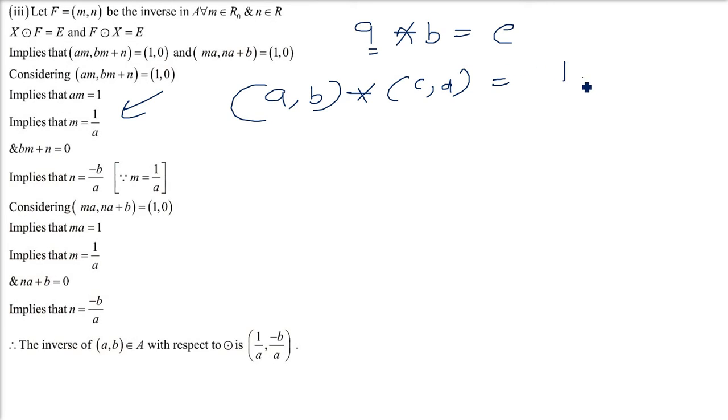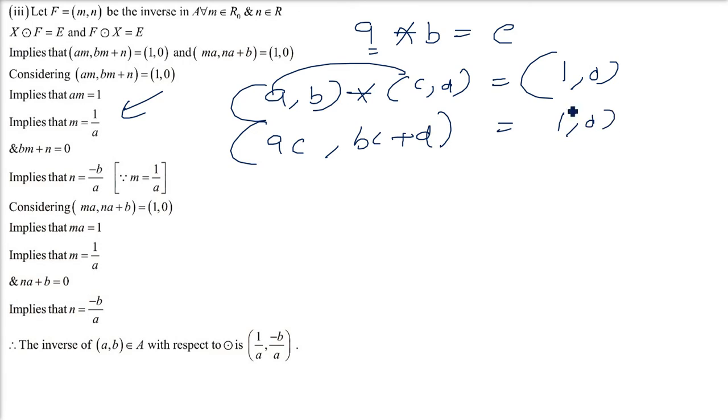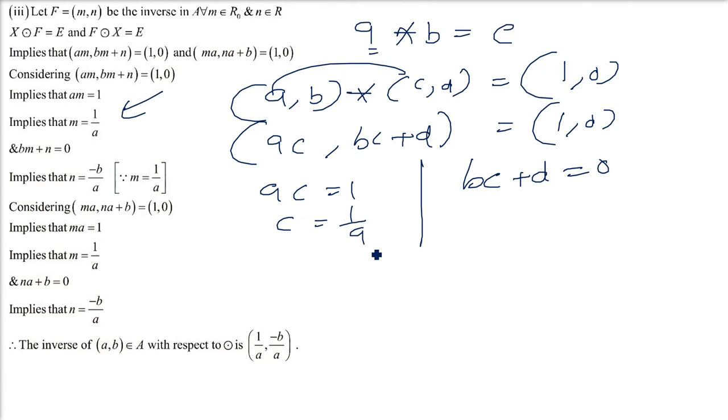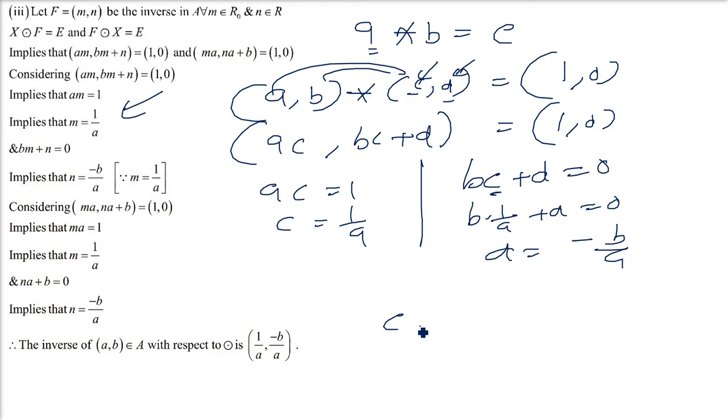So AC, then we have BC plus D, equals (1, 0). So AC equals 1, and BC plus D equals 0. What do you get here? C equals 1 by A. Just please remember we have to find (C, D) because that is the inverse. So put C as 1 by A: B into 1 by A plus D equals 0, and this D will be equal to negative B by A. So C is 1 by A, D is minus B by A. That is your (C, D), which is your inverse.